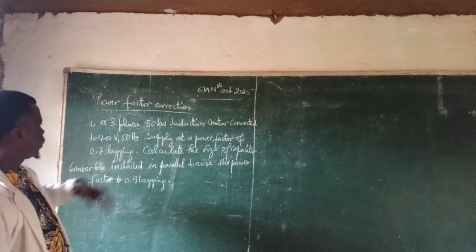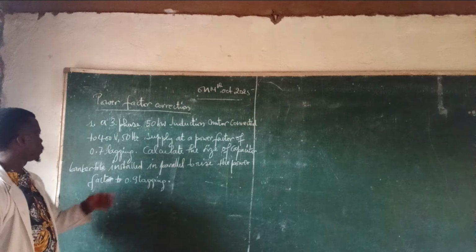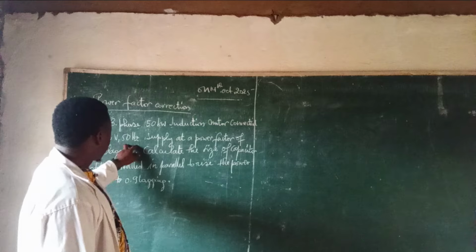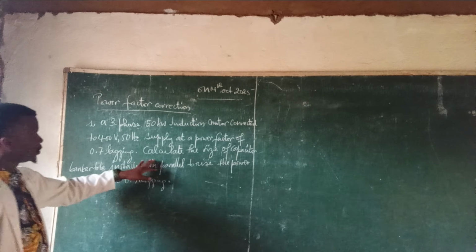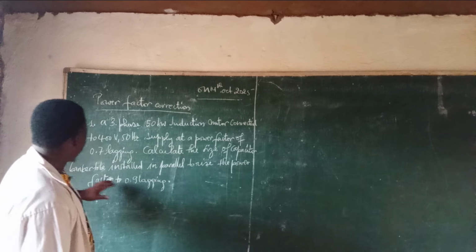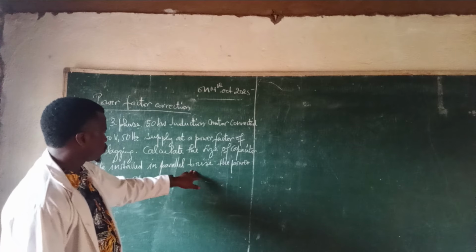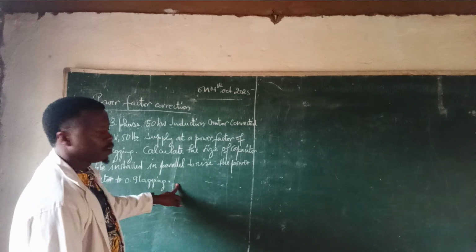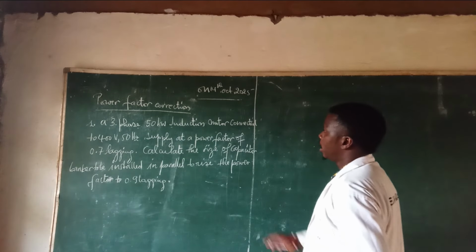It is a three-phase 50 kilowatt induction motor. Now it is connected to a supply of 400 volts, 50 hertz, at a power factor of 0.5 lagging. Calculate the size of the capacitor to be installed in parallel to raise the power factor to 0.9 lagging. From what we have in our question, we have the load.